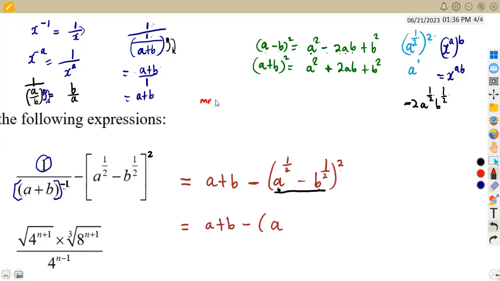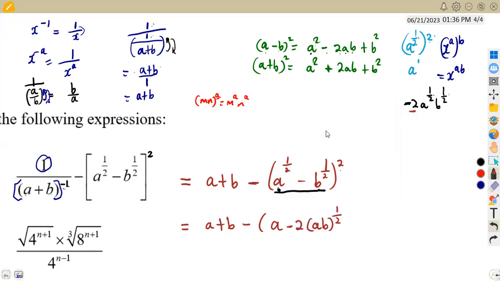Remember, (mn) to the exponent of A is the same as m to the exponent of A times n to the exponent of A. So you can write it as a single exponent, which is going to be -2ab, everything to the exponent of a half. That's if you want to write it that way, or you can just leave it as -2 a to the exponent of half, b to the exponent of half.